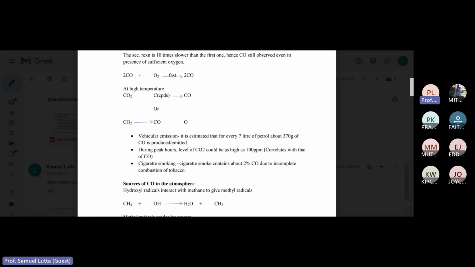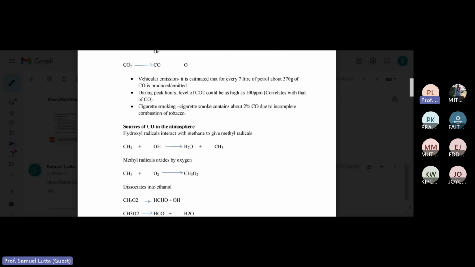What we're saying in the notes when you read is that it normally comes from vehicle emissions. So it's estimated that for every 7 liters of petrol that is used, you generate about 370 grams of carbon monoxide. And then we know that the concentration is normally high during the peak hours. We also talked about cigarette smoking as being part of that.